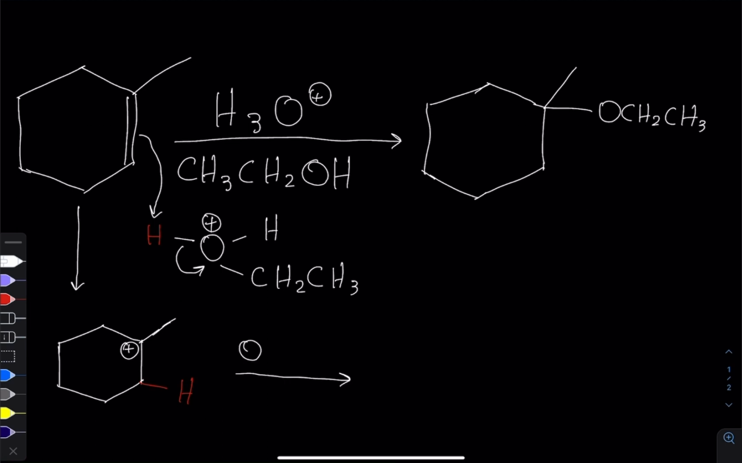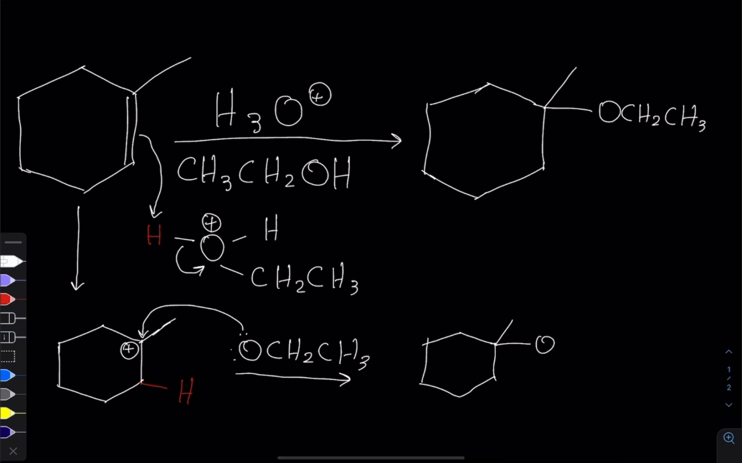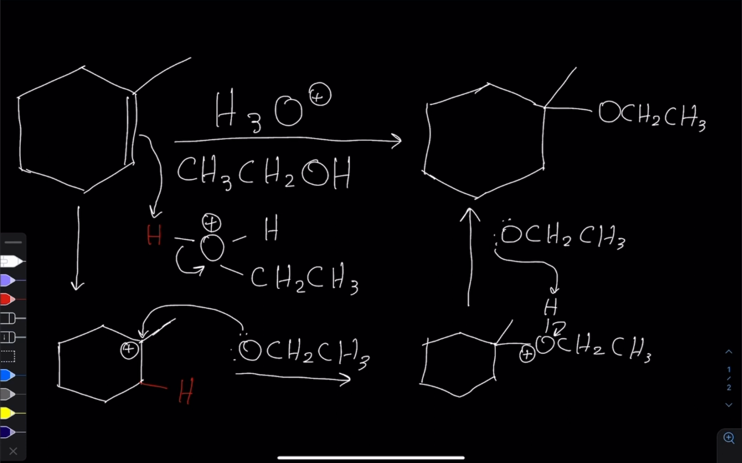At this point, the solvent molecules, which are ethanol, have electrons, so it can be a weak nucleophile attacking the carbocation. But notice that there's a hydrogen still on this, so this would be a positively charged molecule. And we can use another ethanol molecule to deprotonate it. And we get the product.